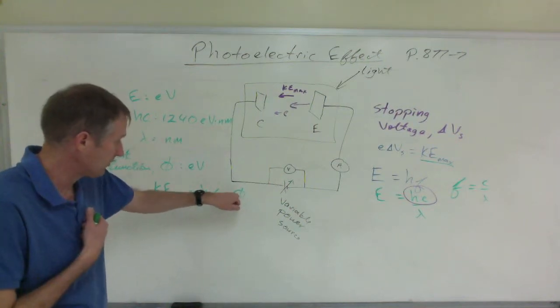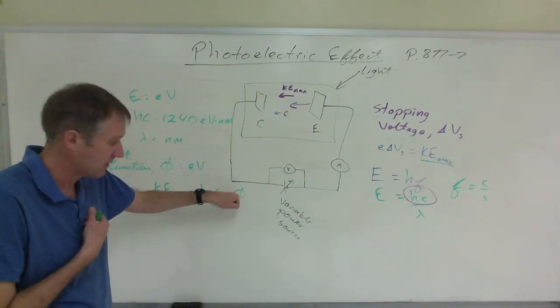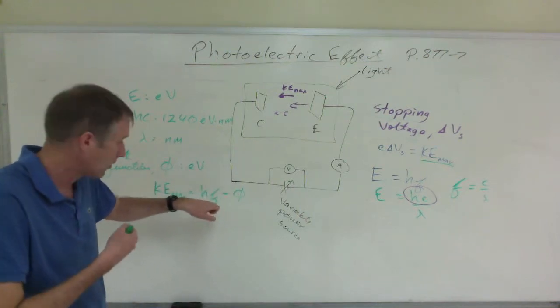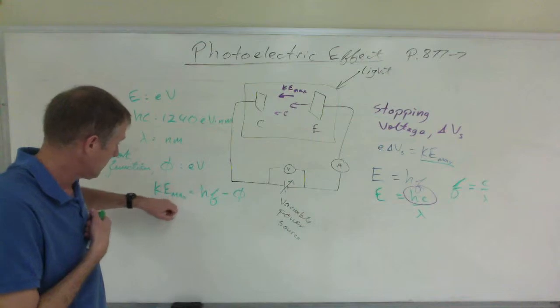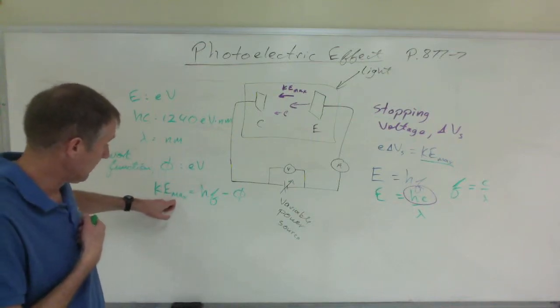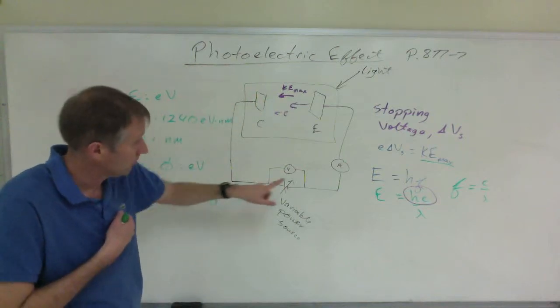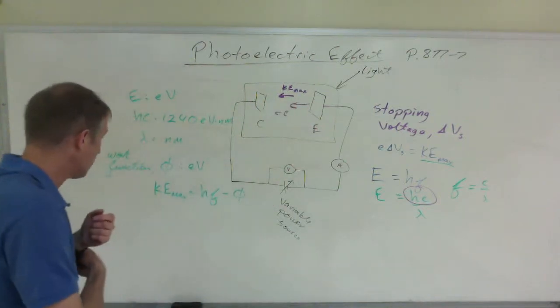First, they have to spend their energy to overcome that, to get away from the metal. And so if this is a little bit bigger than that, they're going to have a little bit of energy left over, and that kinetic energy that's left over allows them to make it to the other side, okay? And that will start to flow in a circuit, okay?